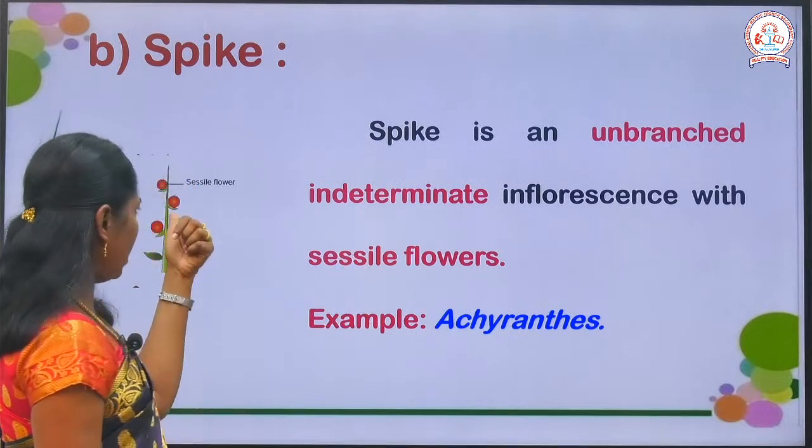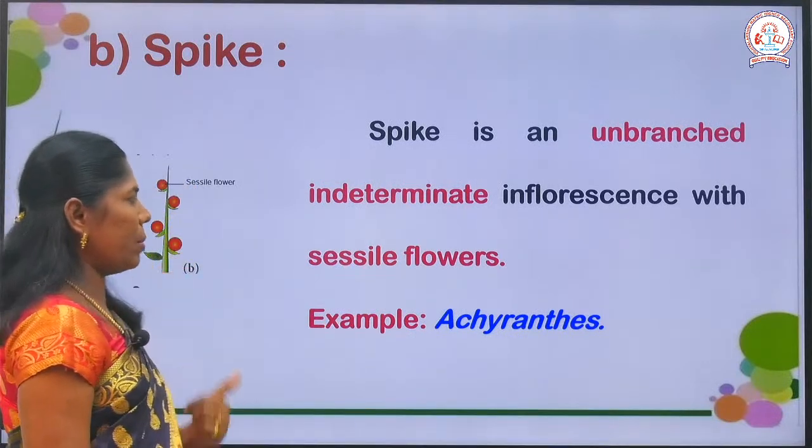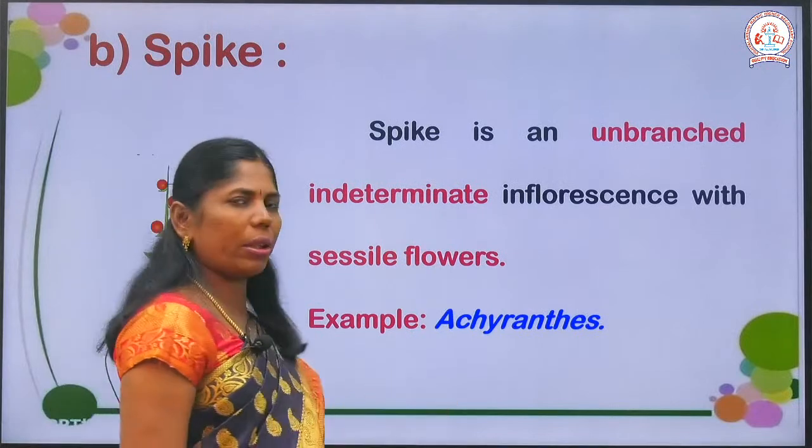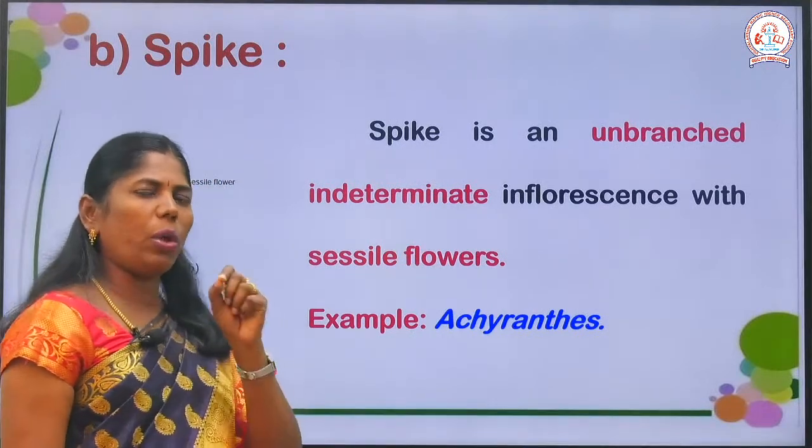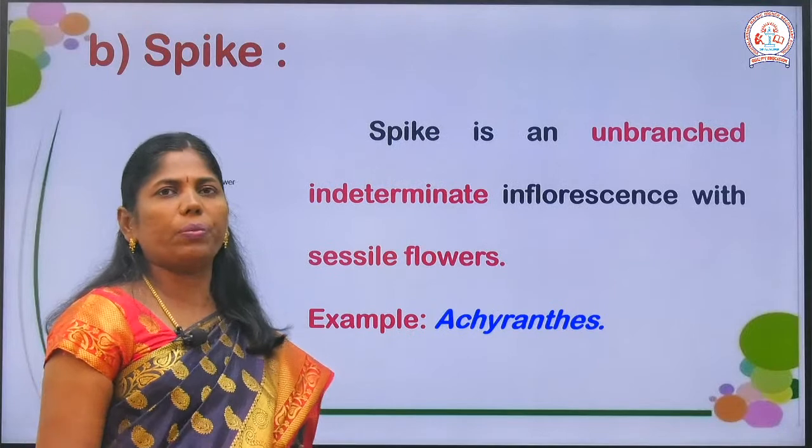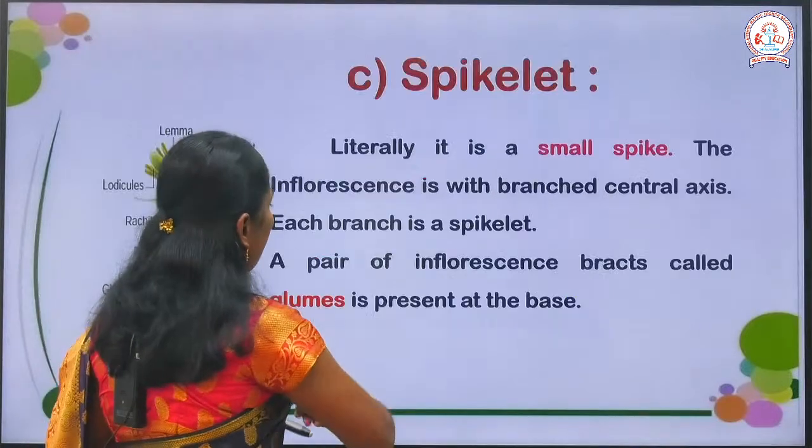The flowers are arranged directly on the stem. So that is sessile flowers. Example for that is Achyranthes. Okay? It is commonly called naayuruvi, and it sticks to our dress. Okay, that is Achyranthes, the example for that.